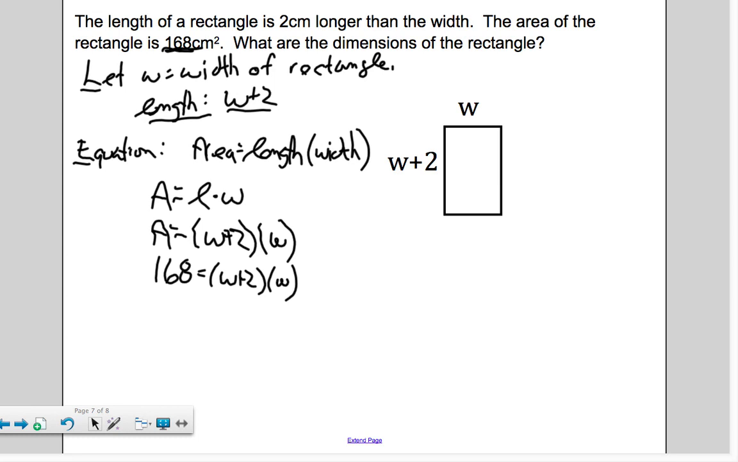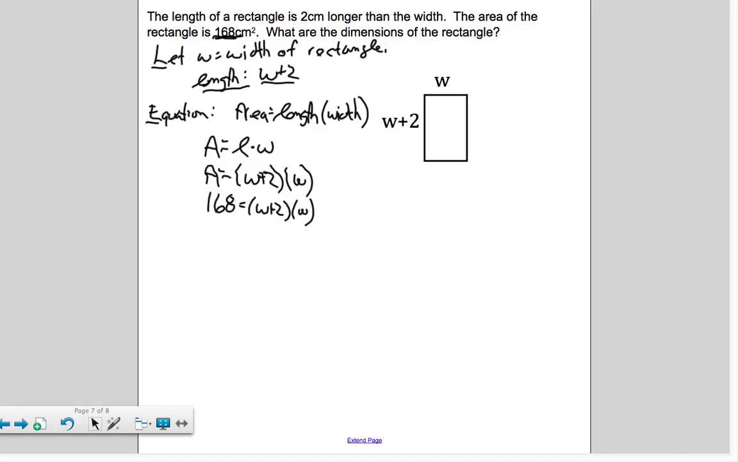So how can I solve for this now? In other words, how can I solve for W? So you do W squared plus 2W. Okay, so I'm going to expand that, right? Which is why we want to expand in unit 5. So we get 168 is equal to W squared plus 2W. Can you bring 168 to the other side? Then you factor it.